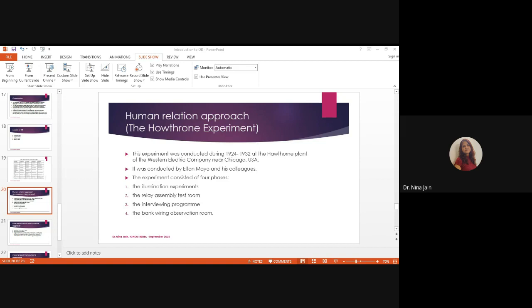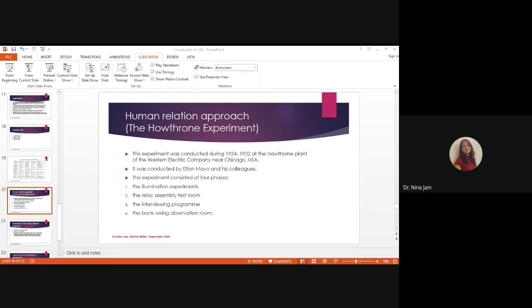Second, the relay assembly test room experiment. The work was very boring and repetitive, and it involved assembling telephone relays by putting together a number of small parts. Six women workers were transferred from the normal department to a separate area, and the researchers selected 2 assemblers who were friends with each other, and they chose 3 other assemblers and a layout operator.